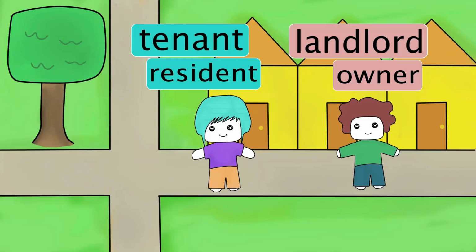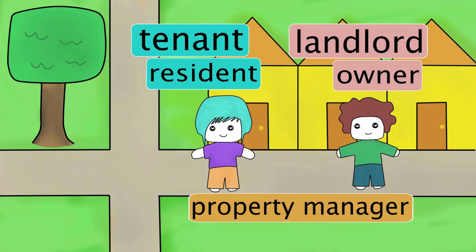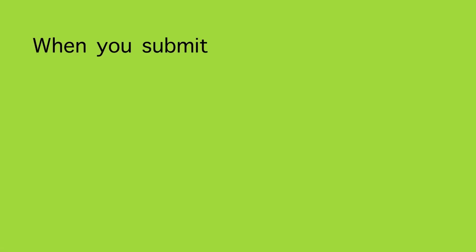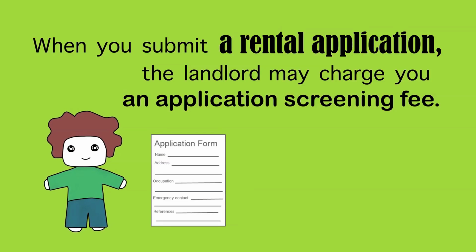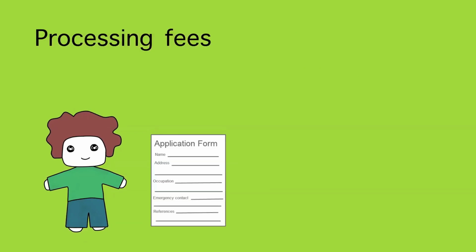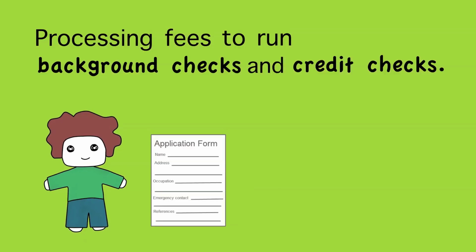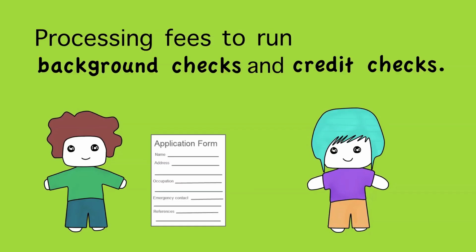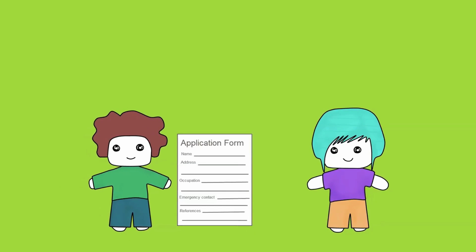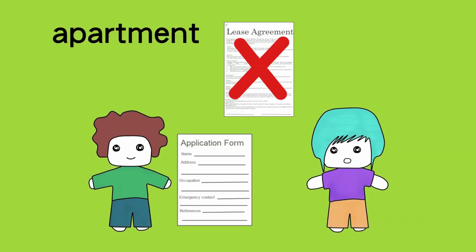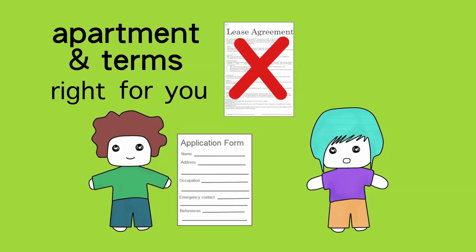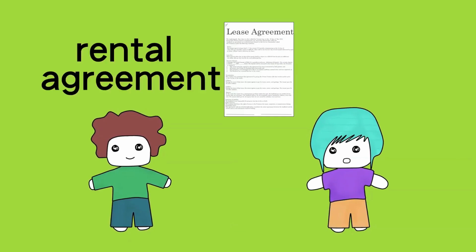The tenant often doesn't deal directly with the landlord, but you may deal with a property manager who works for the landlord. When you submit a rental application, the landlord may charge you an application screening fee. Screening fees are processing fees to run background checks and credit checks on the tenants. Make certain the document the landlord gives you is an application form, not a lease. You should not agree to sign a lease until you are sure the apartment and the terms of the lease are right for you. The lease may also be called a rental agreement.